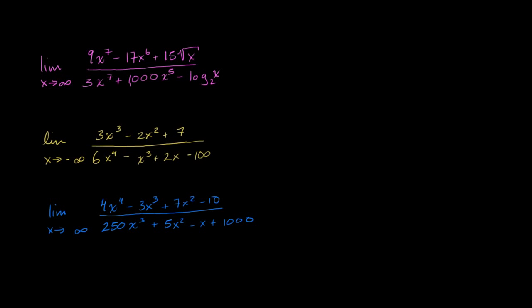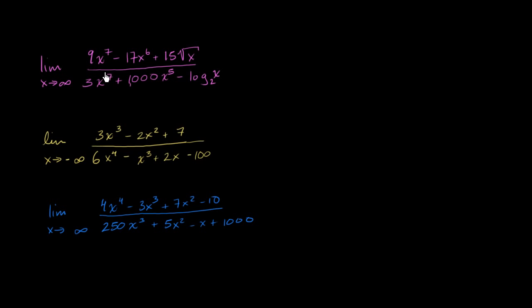Let's do a few more examples of finding the limit of functions as x approaches infinity or negative infinity. So here I have this crazy function: 9x to the 7th minus 17x to the 6th plus 15 square roots of x, all of that over 3x to the 7th plus 1000x to the 5th minus log base 2 of x. So what's going to happen as x approaches infinity? And the key here, like we've seen in other examples, is just to realize which terms will dominate.